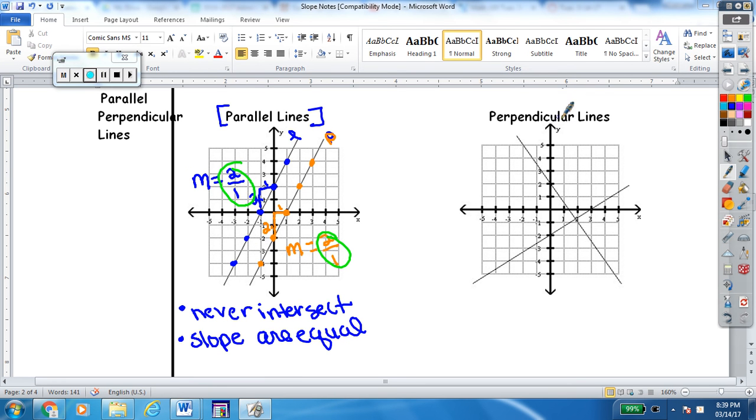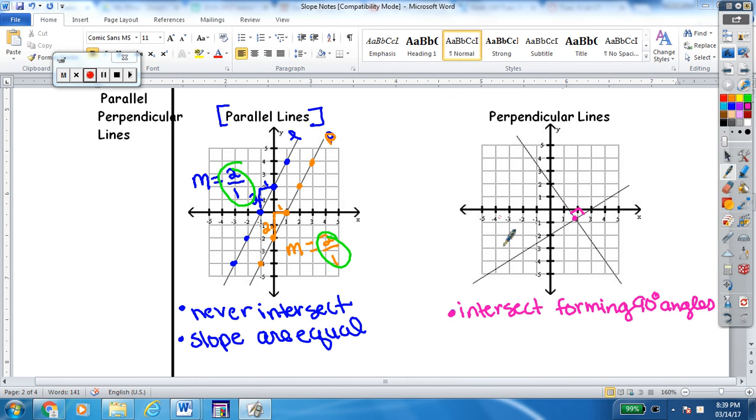So let's move on to perpendicular lines. Perpendicular lines intersect clearly. You can see here they have an intersection point. Let me use a different color for that. Perpendicular lines are going to intersect, but not only do they intersect, when they intersect, they form a right angle or a 90-degree angle. So perpendicular lines intersect, forming 90-degree angles. Okay, and that's important.